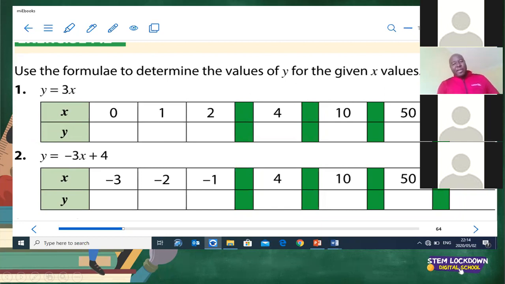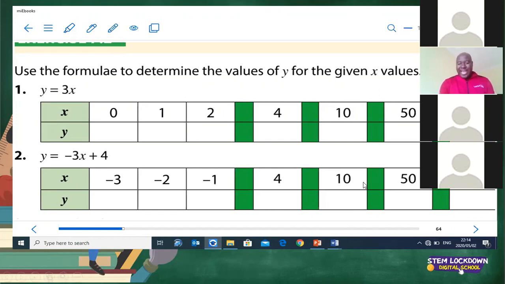Then if x is -1, you have -3 times -1, which is +3, and +3 plus 4 gives you 7. Then of course, you do the same with 4. 4 times 3 is 12. So that will be -12, and -12 plus 4 will give you -8.